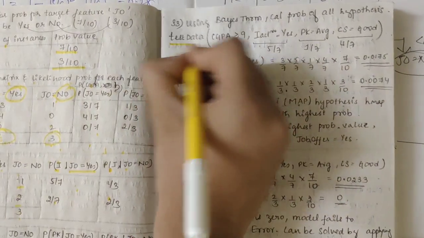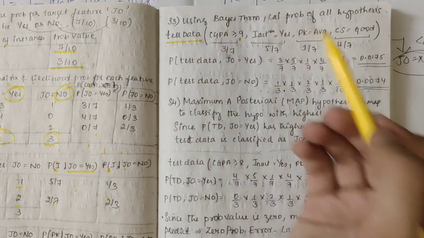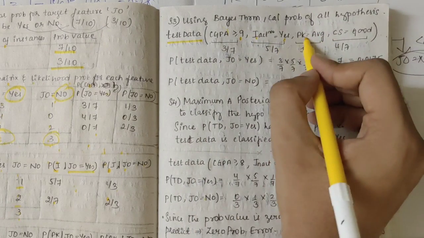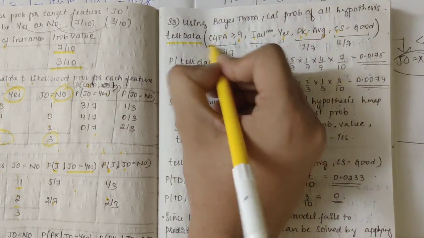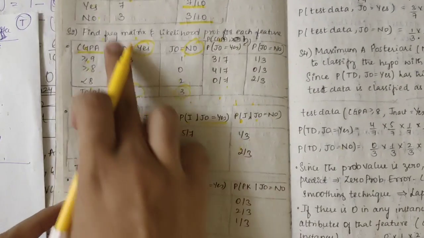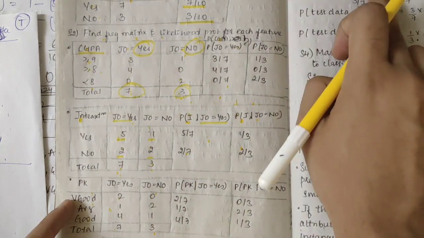Once we are done with this, the test data is given here. Consider the test data: CGPA is greater than or equal to 9, interactiveness is yes, practical knowledge is average, and communication skills is good. So firstly, when CGPA is greater than 9, the yes condition is given.